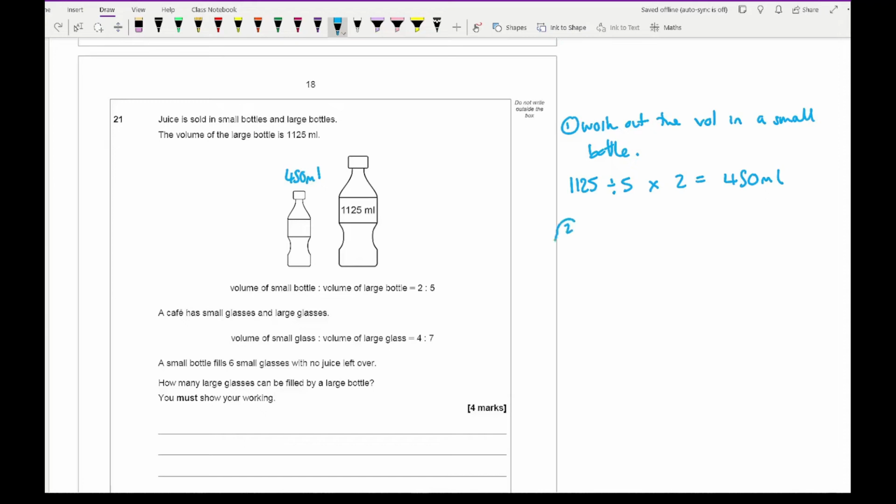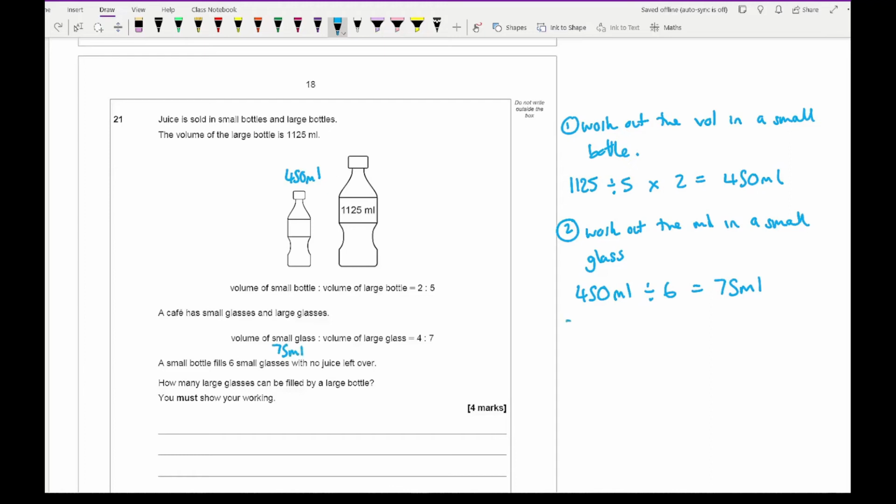Now in terms of the second part, where the second mark comes in, we then need to work out the millilitres in a small glass. Now how do I do that? Well, it says that a small bottle fills 6 small glasses. So I do the millilitres of a small bottle divided by 6 because there are 6 glasses, and that tells me that the millilitres in a small glass is 75 ml. So this is 75 ml.